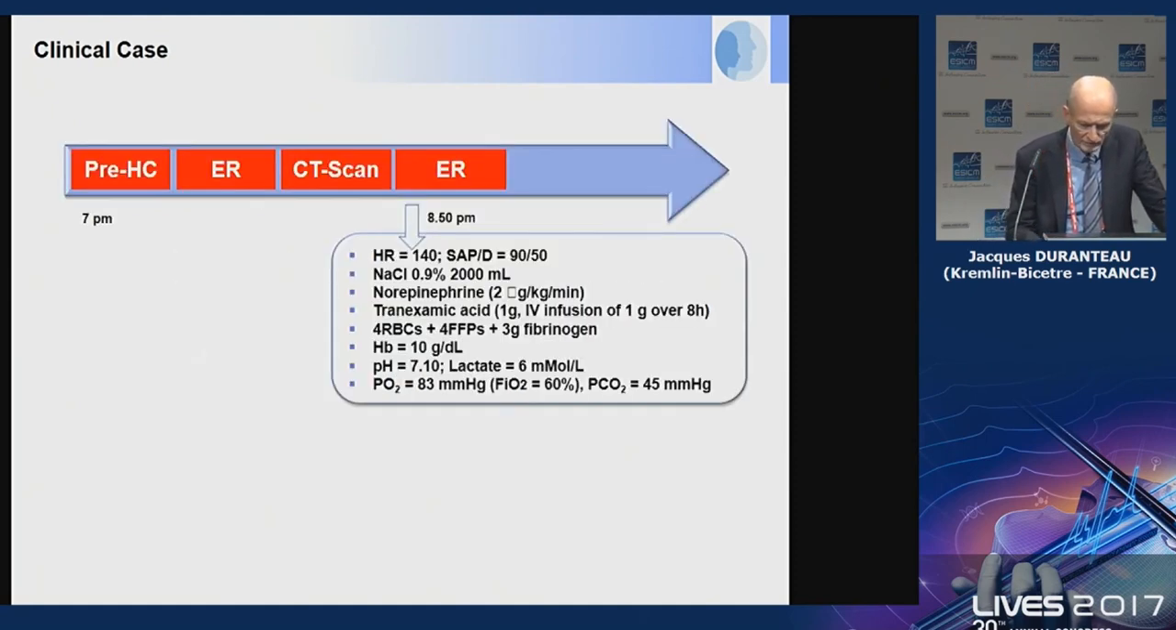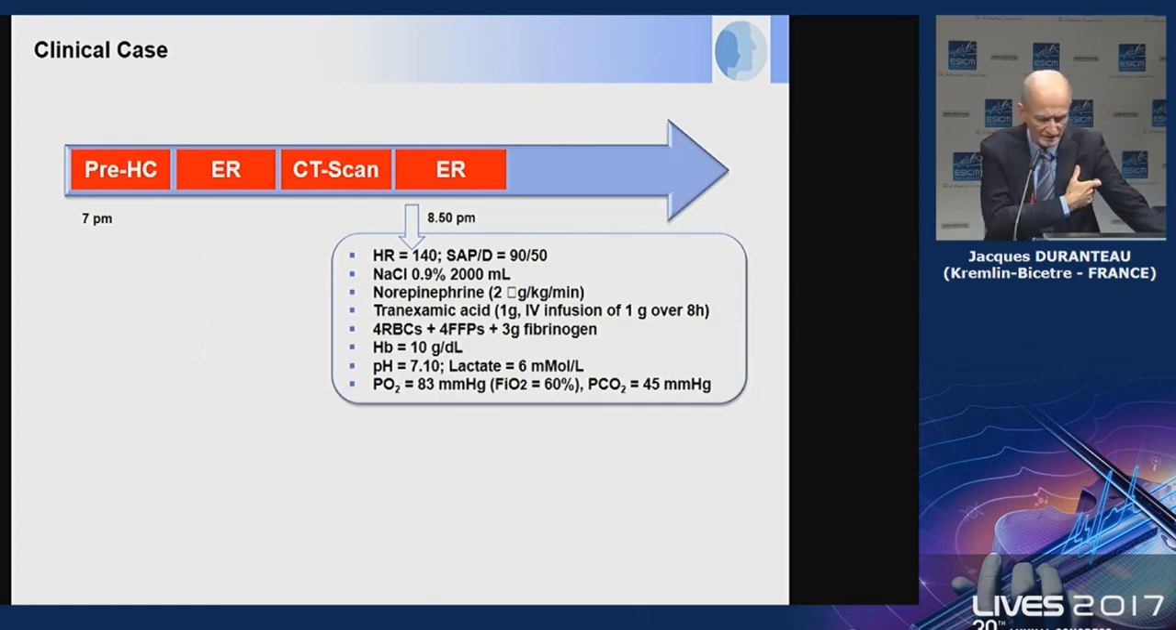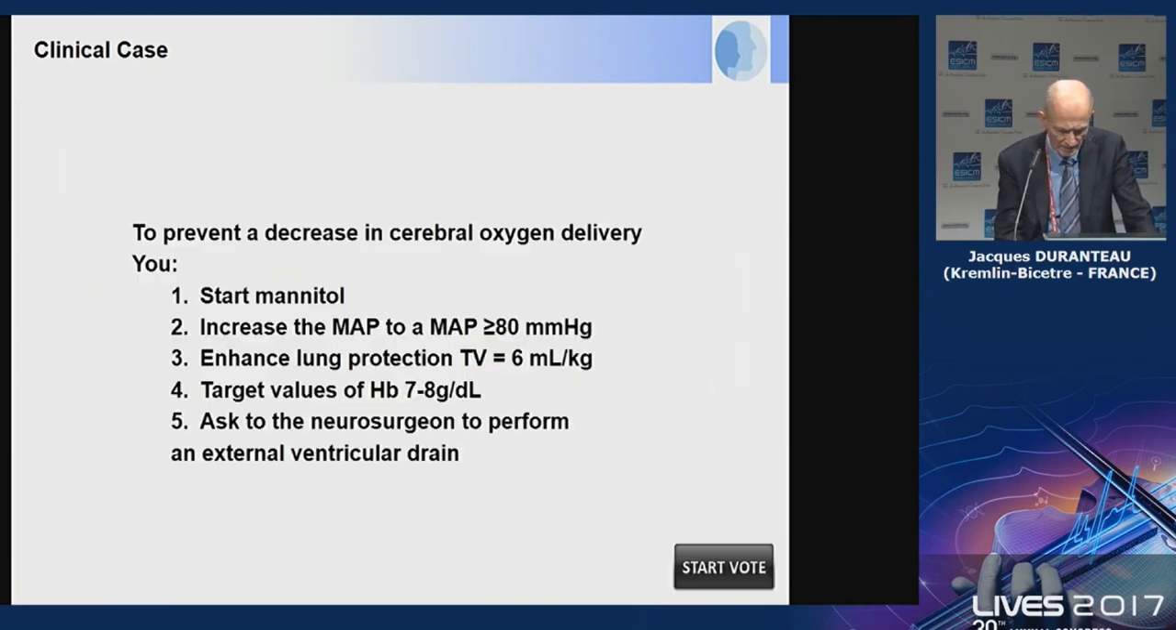So this is after the CT scan. We have 2 micrograms per kilogram per minute of norepinephrine. We did tranexamic acid. We start the transfusion, and we are going to the operating room. So my question is, I'm afraid about the cerebral edema.